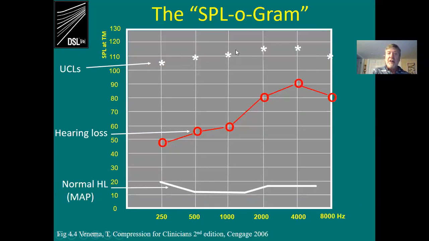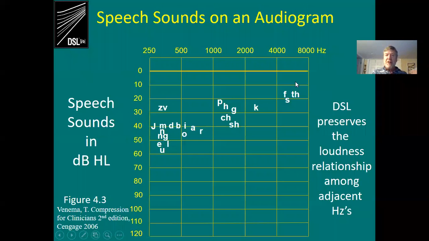So here's the client's dynamic range. You can see how the dynamic range is reduced from the normal dynamic range. Look at the large dynamic range here. Normal versus impaired. Speech sounds on an audiogram, DSL preserves the loudness relationship.